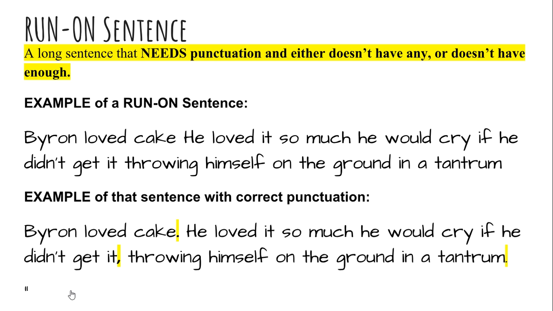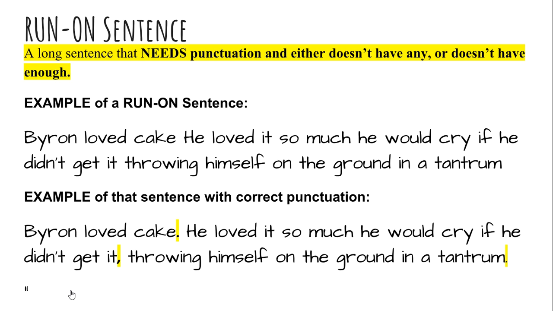So if you look down at the second one, I made those into two sentences, and I highlighted the punctuation. Byron loved cake. Period. End it there. Start a new sentence. He loved it so much he would cry if he didn't get it, comma, throwing himself on the ground in a tantrum.